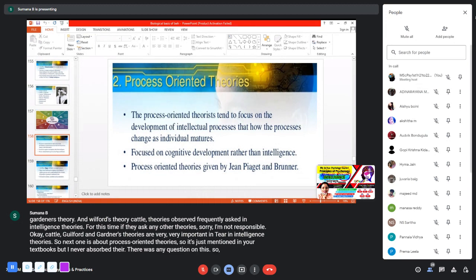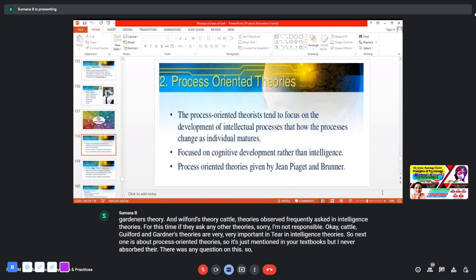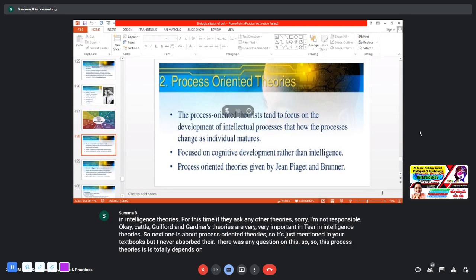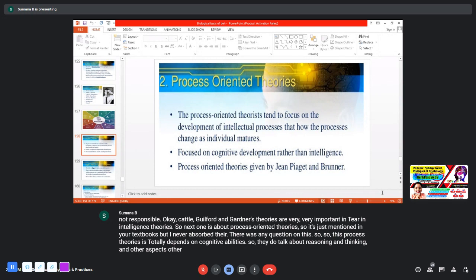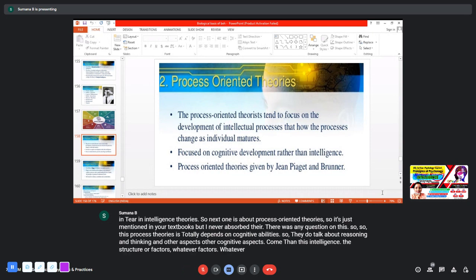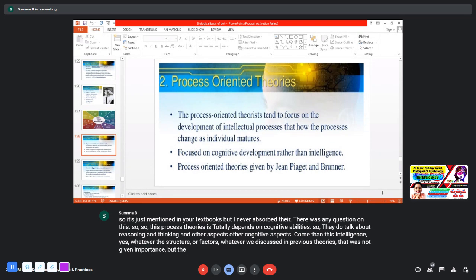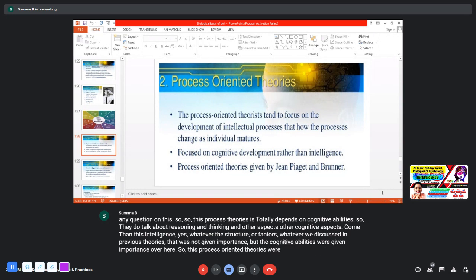This process theory totally depends on cognitive abilities. So they do talk about reasoning and thinking and other cognitive aspects of intelligence. Whatever the structure or factors we discussed in previous theories was not given importance, but the cognitive abilities were given importance over here. These process oriented theories were given by Piaget and Bruner.